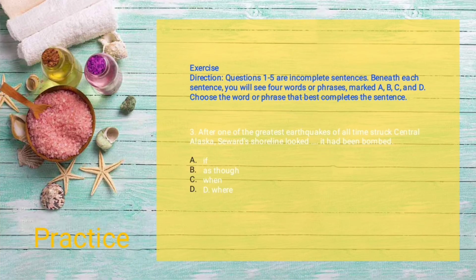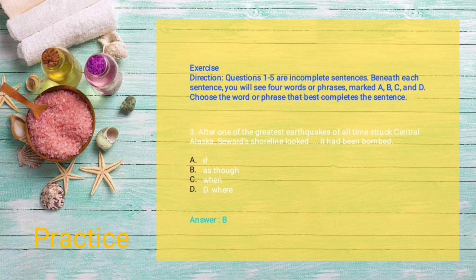Number 3. After one of the greatest earthquakes of all time struck Central Alaska, the seaward shoreline looked blank it had been bombed. A, if. B, as though. C, when. Or D, where. Try to answer it. Time is up. The answer is B, because as though here shows the condition after one of the greatest earthquakes happened.